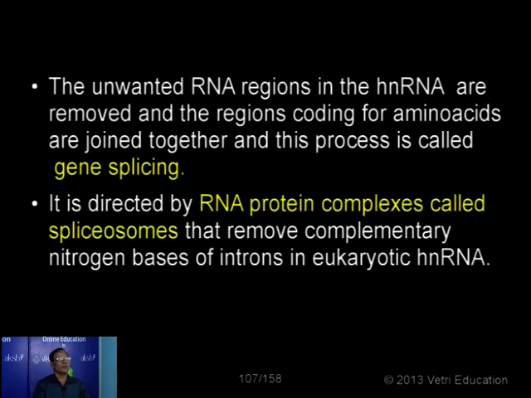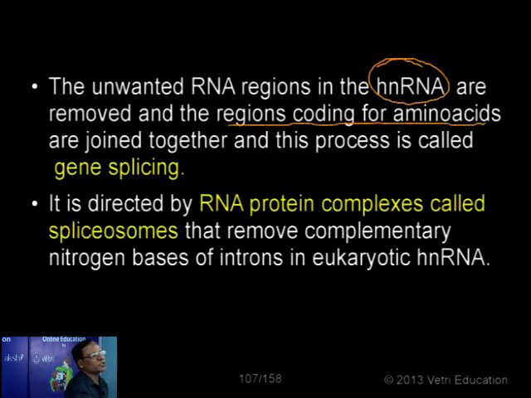I mentioned already the unwanted regions, namely the introns. The unwanted regions from hnRNA, namely the heterogeneous nuclear RNA, are removed. Then the regions coding for amino acids are united. This process of removal of introns and then the union of exons is called splicing, otherwise called gene splicing. The removal of introns and joining of exons which code for amino acids to form a mature RNA, namely the messenger RNA, is called gene splicing.